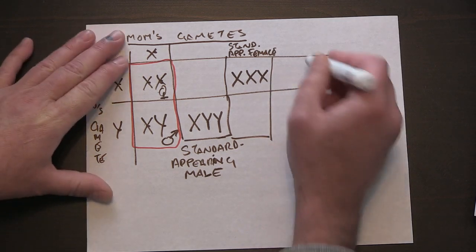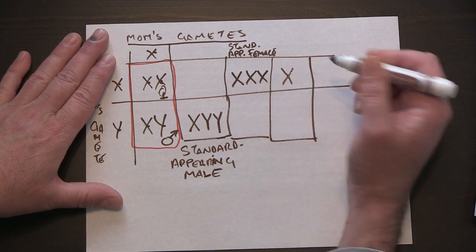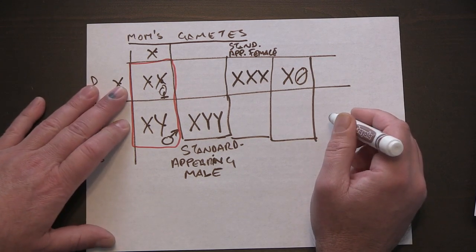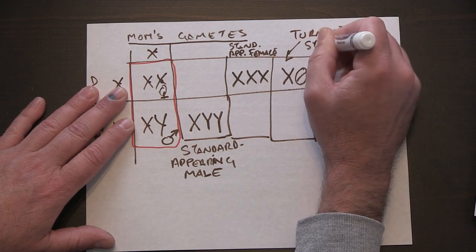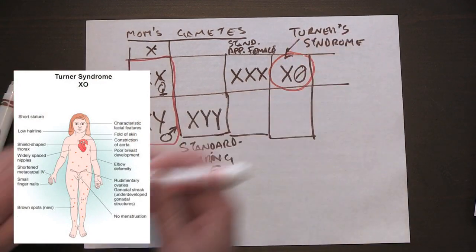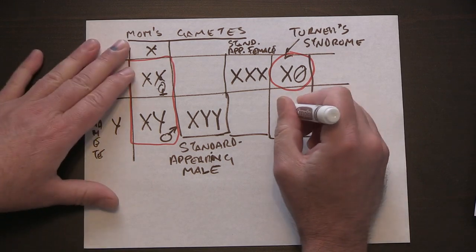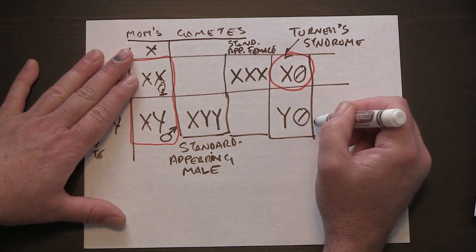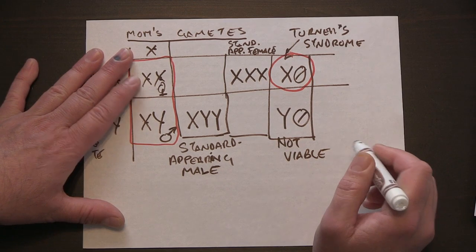If there's a non-disjunction, and say this person here ends up with an X chromosome, only one, and we put a 0 or an O, so they didn't get a second, they only have one X chromosome. This is a condition called Turner's syndrome. Still female, but missing an X chromosome. If the same thing happens here and the baby gets one Y chromosome and no X chromosome, it's not viable. That fetus will not survive.